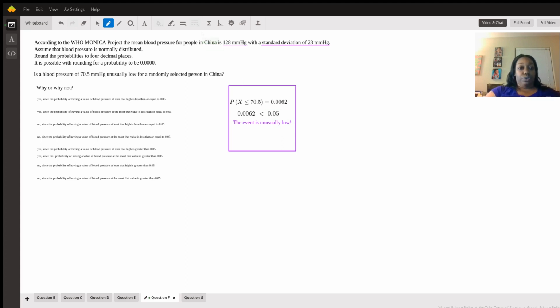So what we need to do is go through each word problem or each answer choice and just see. Because we said yes, the event is unusually low, that automatically means we can get rid of all the no's. Process of elimination. Get rid of the no's.